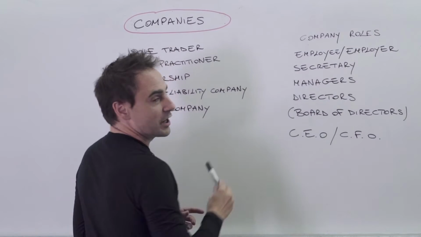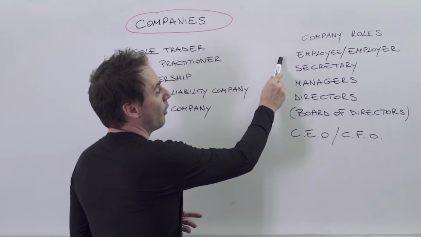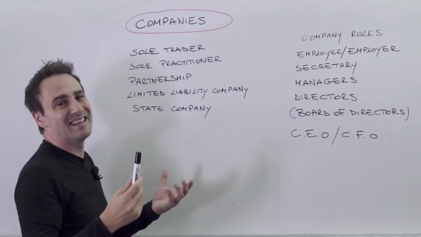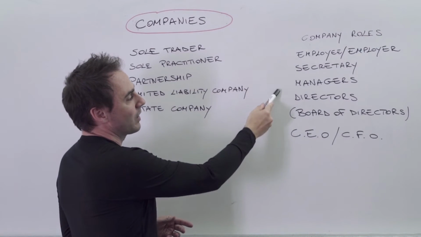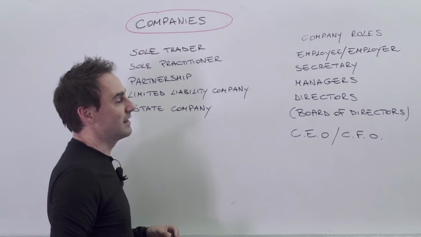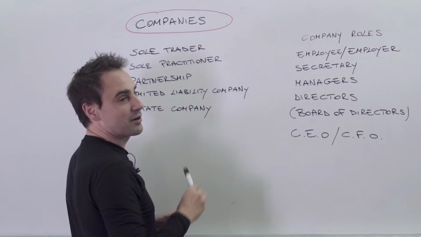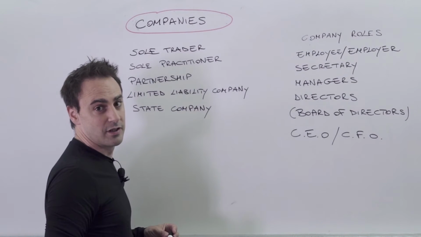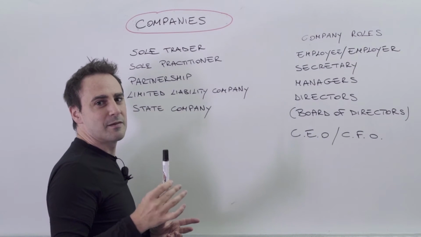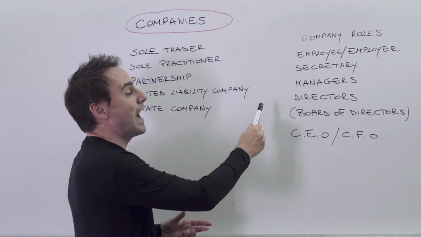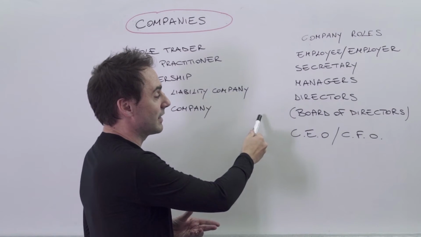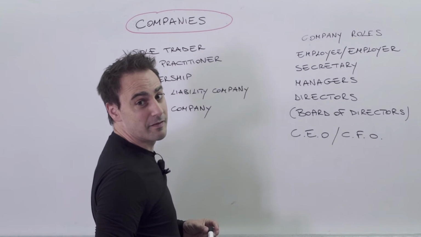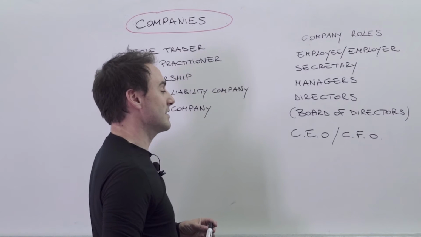Employee and employer, that's a big difference. And obviously, you can use employee as an equivalent for dipendente. And now, climbing the ladder within a company, you find secretaries, managers, and directors. Director is best translated with amministratore. And the expression board of director is in fact the equivalent of consiglio di amministrazione.